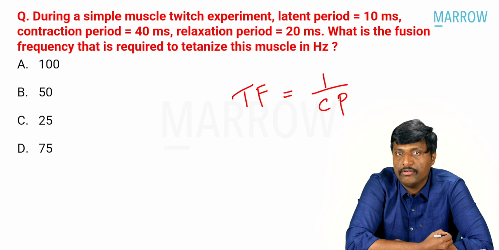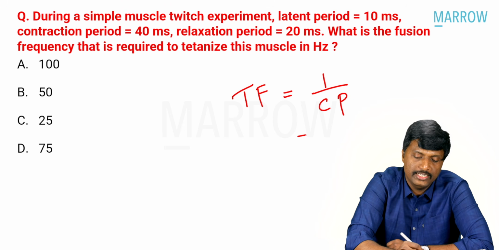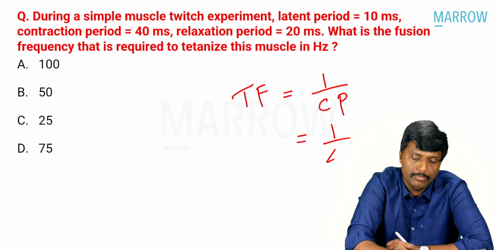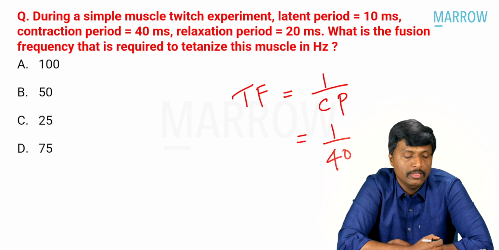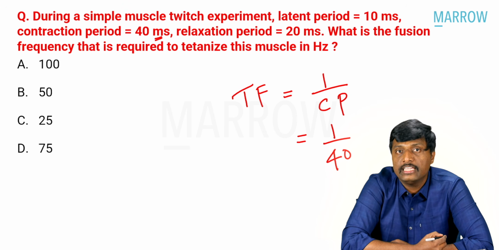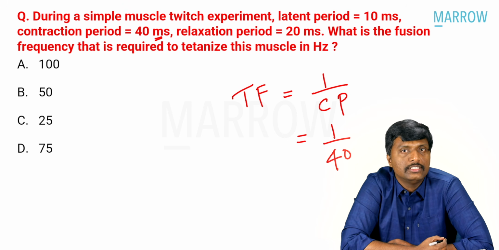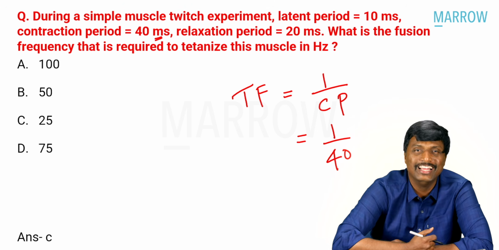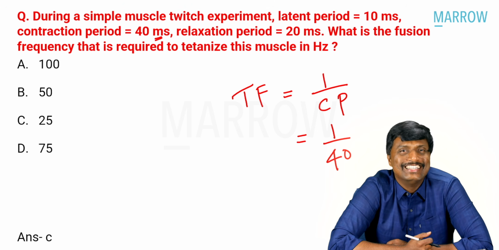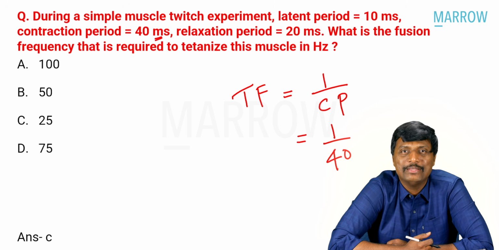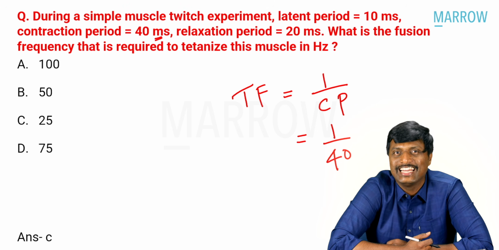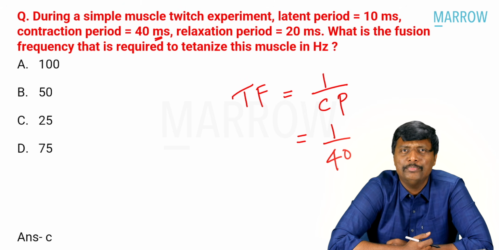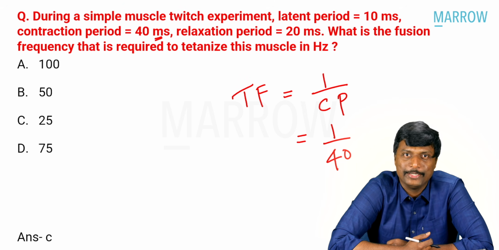We all know the formula is very simple: 1 divided by contraction period. How much is it here? The contraction period is 40 milliseconds, so 1 by 40. It is in milliseconds, so we have to convert this into seconds. Obviously the answer here is very simple: 25 hertz. One of the chronic repeat MCQs. I think the majority of you would have answered this question correctly. Simple mark-giving question. 25 is the answer here.